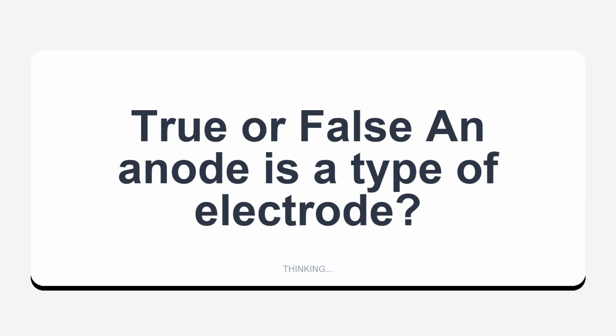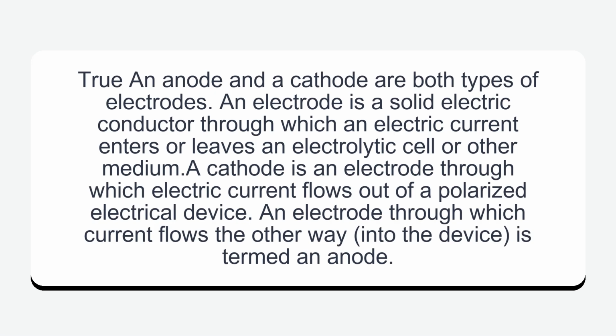True or false? An anode is a type of electrode. True. An anode and a cathode are both types of electrodes. An electrode is a solid electric conductor through which an electric current enters or leaves an electrolytic cell or other medium. A cathode is an electrode through which electric current flows out of a polarized electrical device. An electrode through which current flows the other way, into the device, is termed an anode.